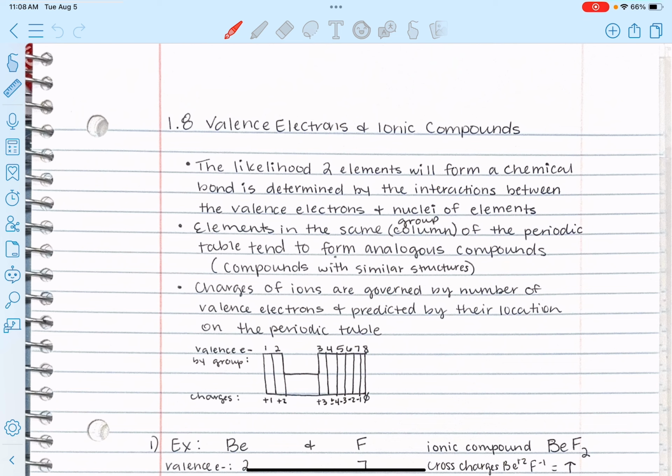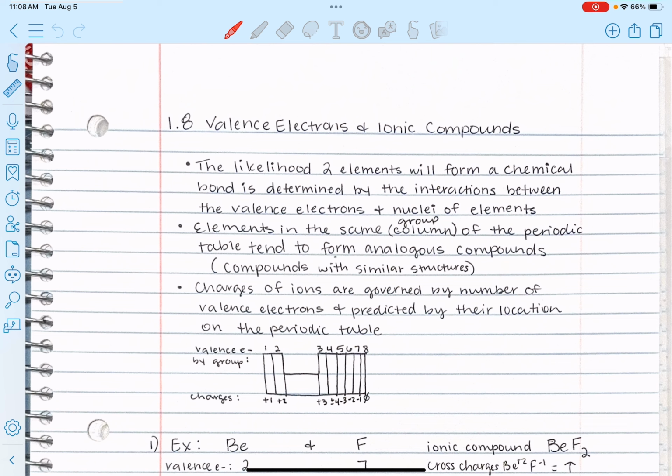The likelihood that two elements will form a chemical bond is determined by the interactions between the valence electrons and the nuclei of the elements. Well, we've kind of been covering that along the way, but we haven't put it in these terms. Now, elements in the same column, the technical term for that is a group of the periodic table, tend to form analogous compounds. What's an analogous compound? They're just compounds with similar structures. Okay, they're just similar.